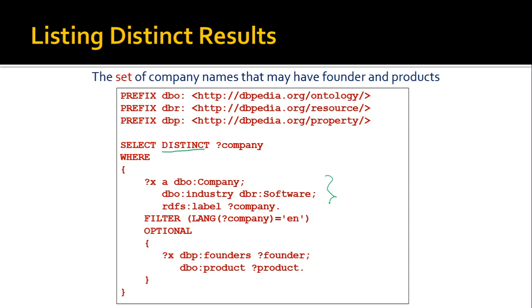So basically, we are considering the companies which are software companies, and optionally, if they have founders and products, we want just the name of the company, right? So let us run this query in DBpedia.